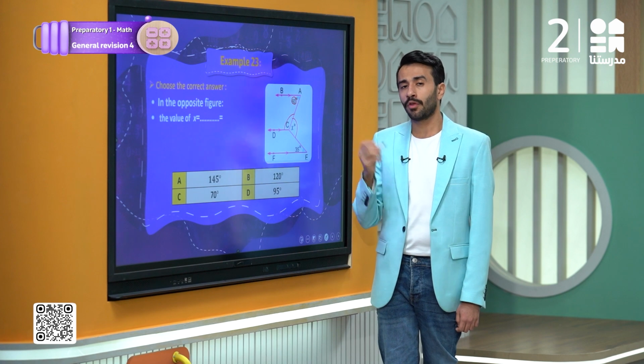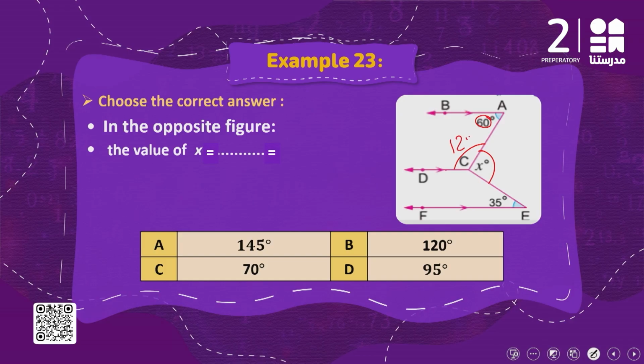If this is 60, 180 minus 60 will be 120. The same as this one, you can find it as 180 minus 35, it will be 145. Now you can add them, 120 and 145, it will be 265. Let's subtract this from 360, it will be 95. This is the answer of angle x.